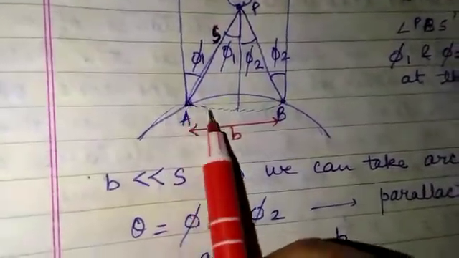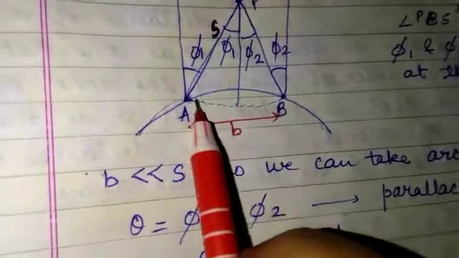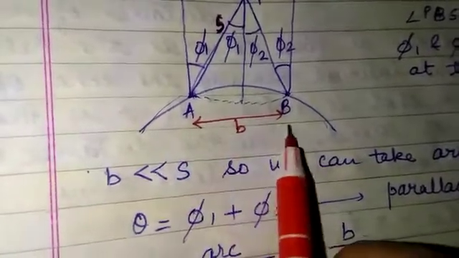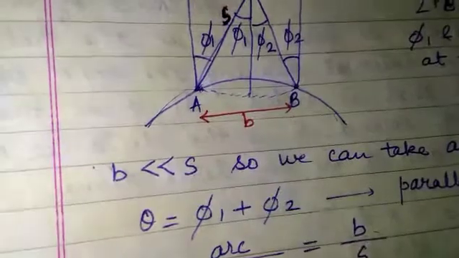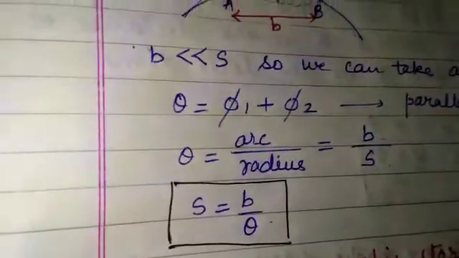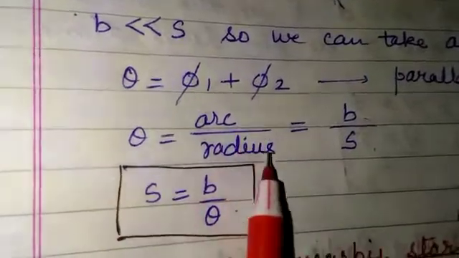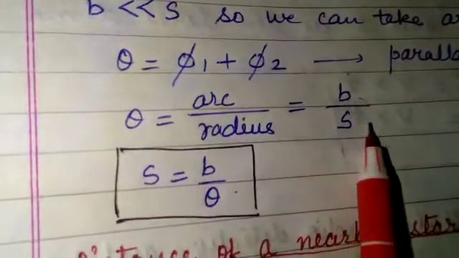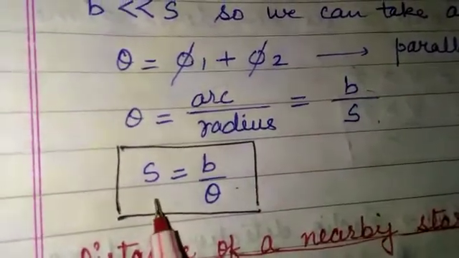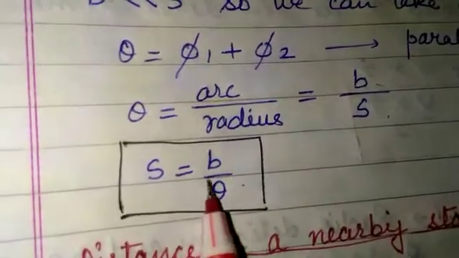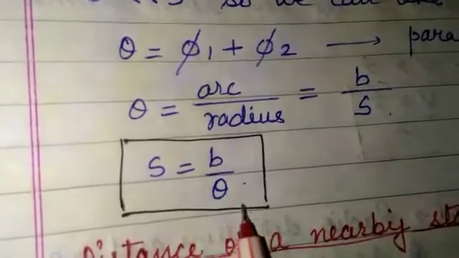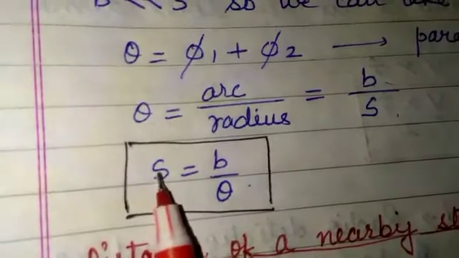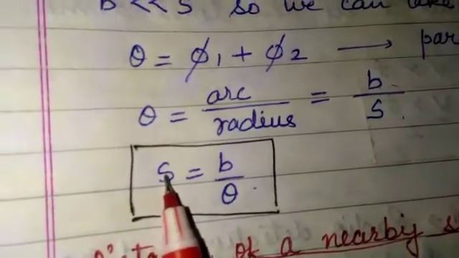the length of this arc can be taken to be equal to B, the distance between these two points. So again we will use the formula of angle, that is angle theta is equal to arc upon radius. Arc B upon radius S, so from here S is equal to B upon theta. So by measuring the parallactic angle theta, we can calculate the distance of the planet from the earth.